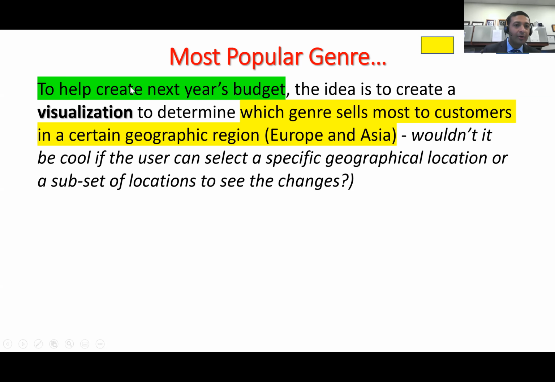That will in turn help create next year's budget. So what you see in green highlight is essentially the outcome, the decision that you are trying to make off of that visualization. And that's where the connectivity is. And what I've added here is, yes, we mentioned Europe and Asia, but wouldn't it be cool if the user who is using your dashboard, your visualization tool, can actually select a specific geographic location or a subset of locations, change those choices, and see how those numbers change? Because then it becomes an interactive map with the user.